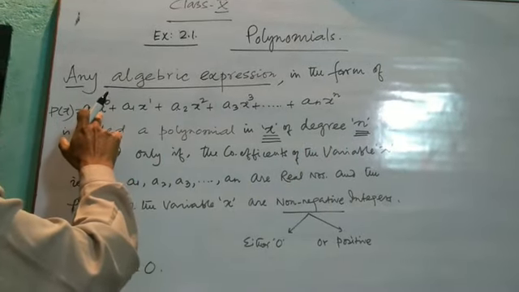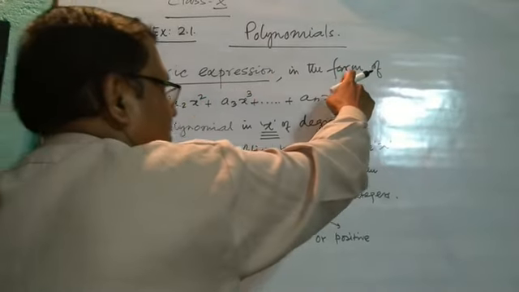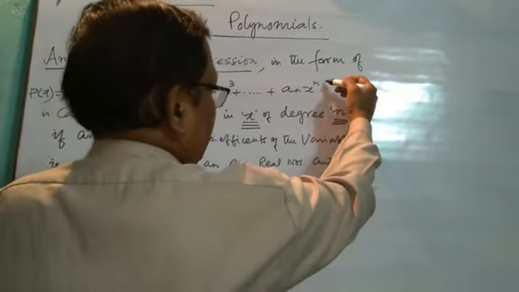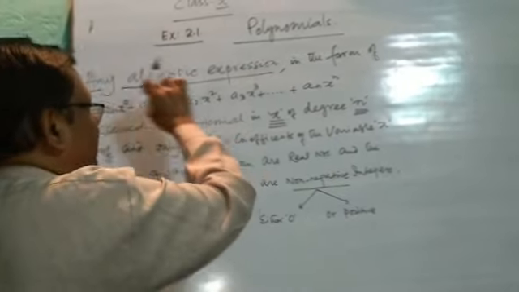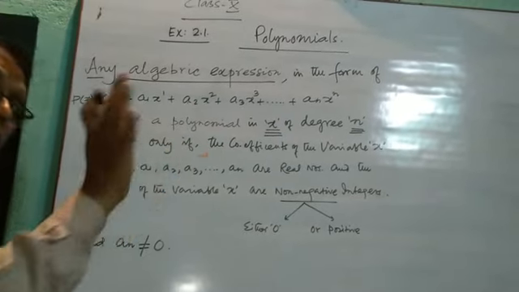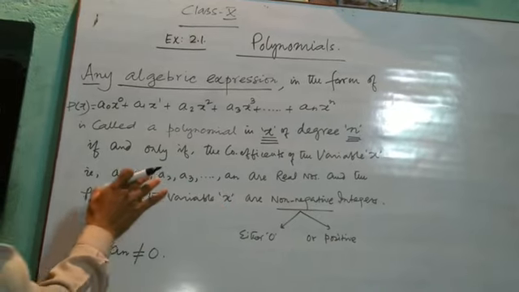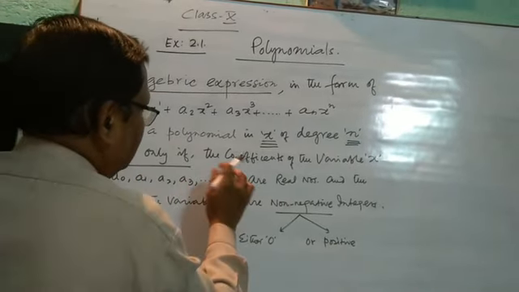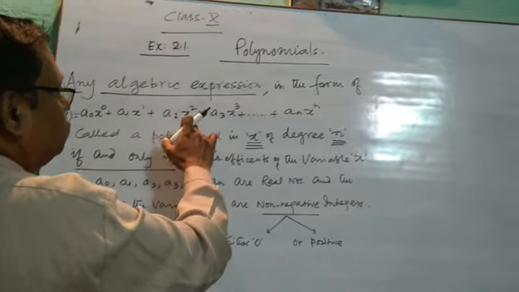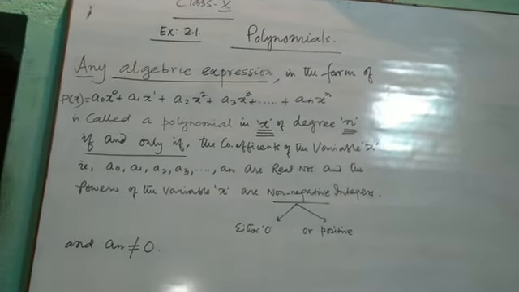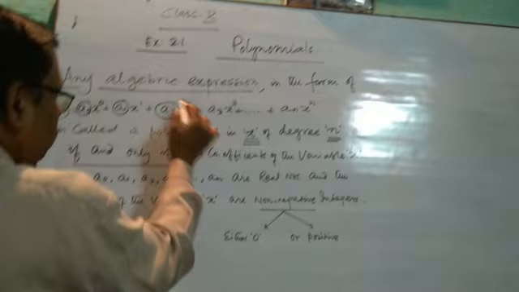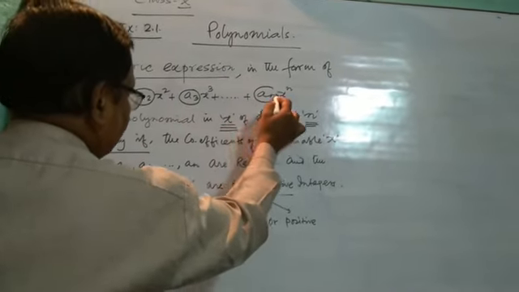The powers are 0, 1, 2, 3, like that. Suppose that all the powers are arranged in ascending order of magnitude, and in that case the highest power happens to be n. So it will be called a polynomial in x of degree n if and only if the coefficients of the variable x, that is, of x to the power 0, x, x squared, x cube, up to x to the power n, are a0, a1, a2, a3. These are the coefficients of the variable x.